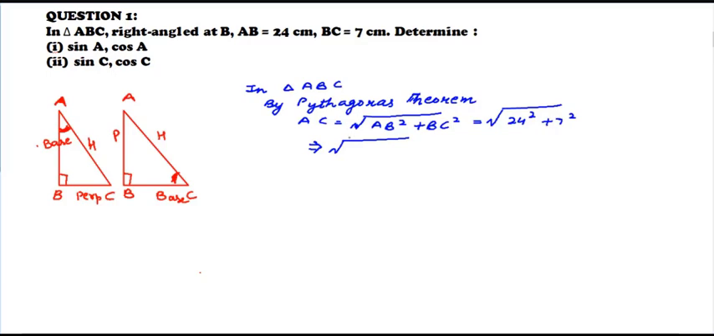AC is equal to under root AB square plus BC square. AB is given as 24, so AB square is 24 square. Then BC is also given, its value is 7, so it is 7 square. So the value becomes 576 plus 49, that is equal to under root 625, and root of 625 is 25 cm. So the hypotenuse is 25 cm. Now we have all three values: base 24 cm, hypotenuse 25 cm, perpendicular 7 cm.